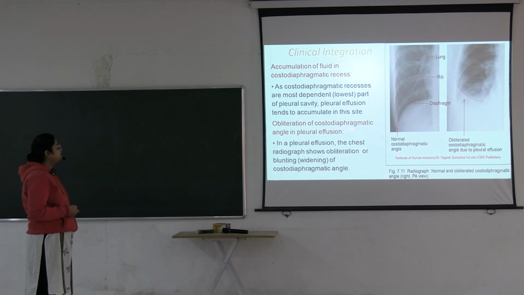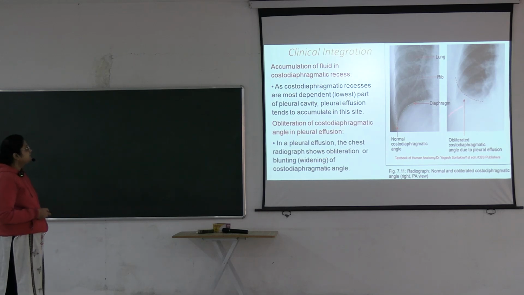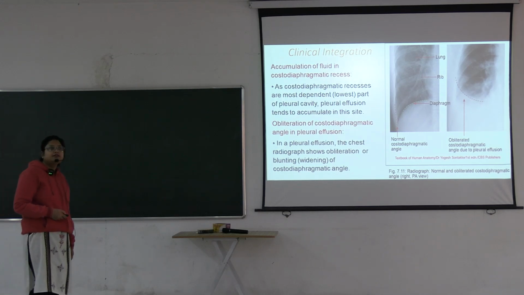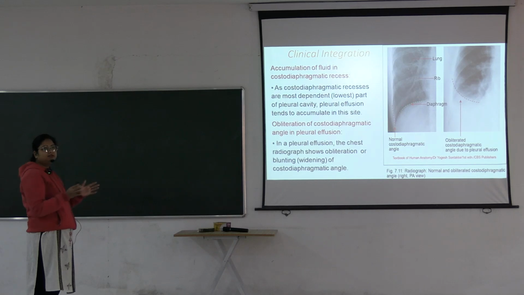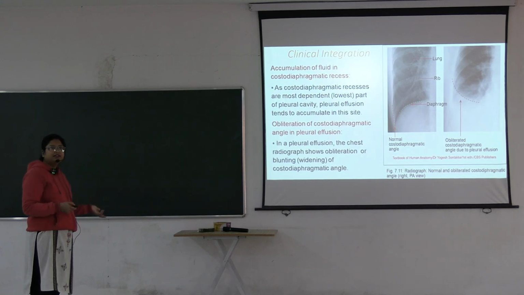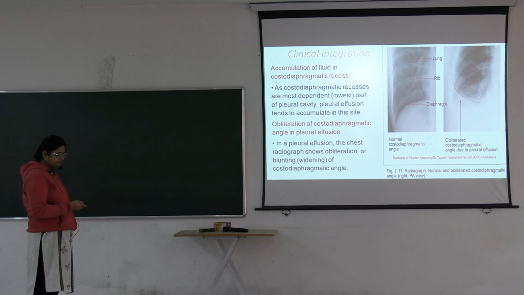There is an obliteration of the costodiaphragmatic angle in pleural effusion. In pleural effusion, the chest radiograph shows this obliteration, blunting or widening of the costodiaphragmatic angle. Fluid will create pressure, so that's why this angle will be more widened, and there will be obliteration of the angle.